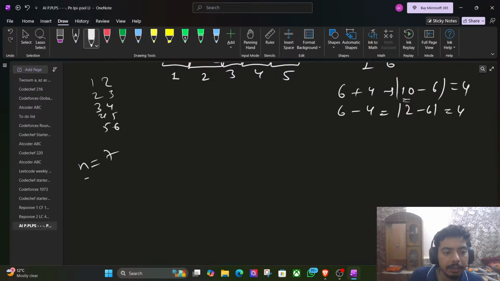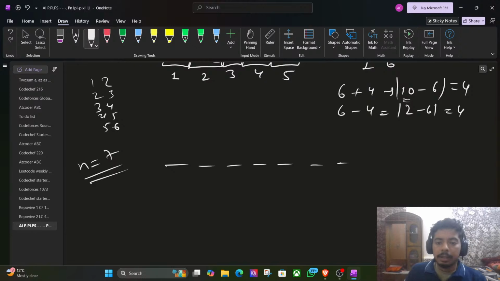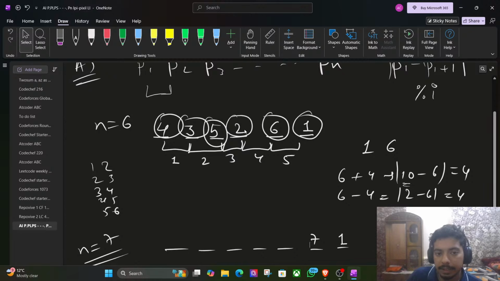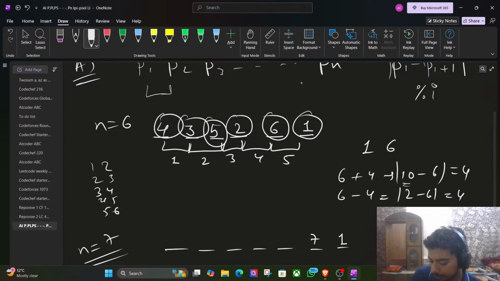So let's say n equals 7. 1, 2, 3, 4, 5, 6, 7. Now put again 1 here, 7 here. In this case, pattern or something.